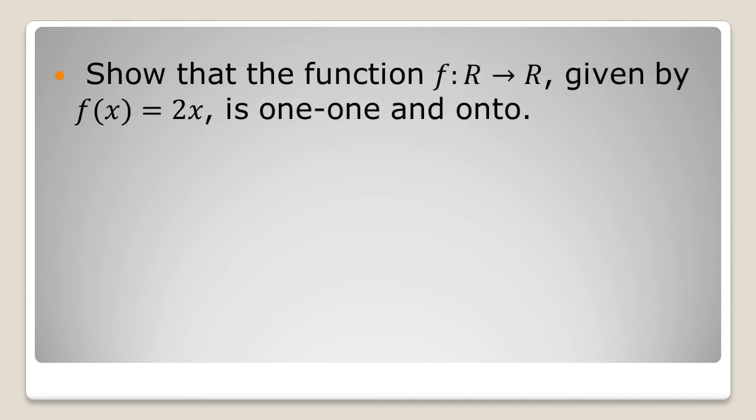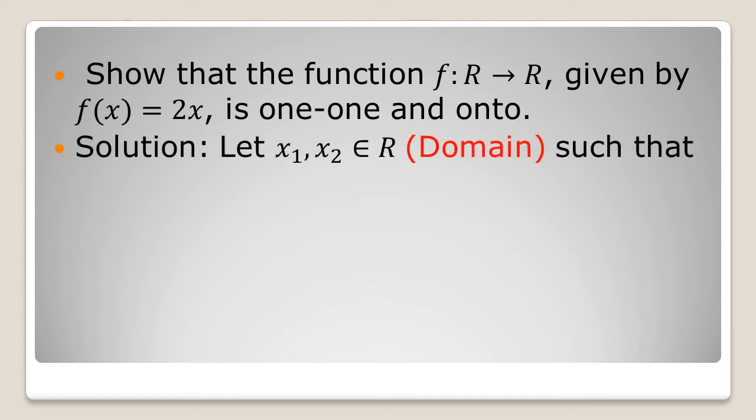For the next example, it looks similar to the previous one, because here also f(x) is equal to twice x, but the function is defined from the set of real numbers to the set of real numbers, unlike natural numbers. Here it has to be shown that it is one-one and onto.